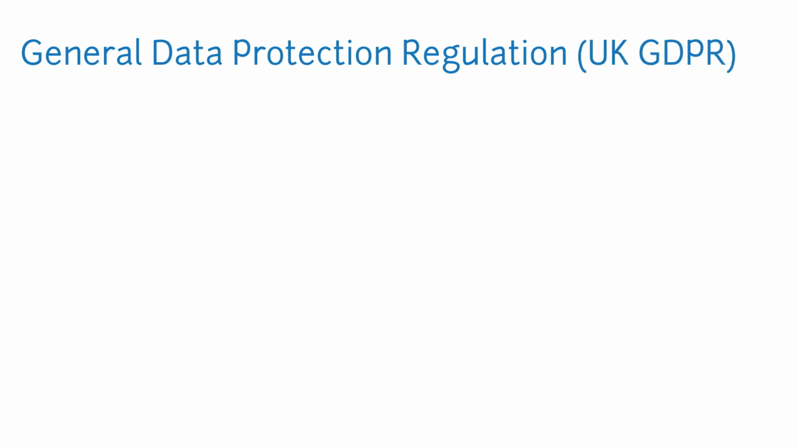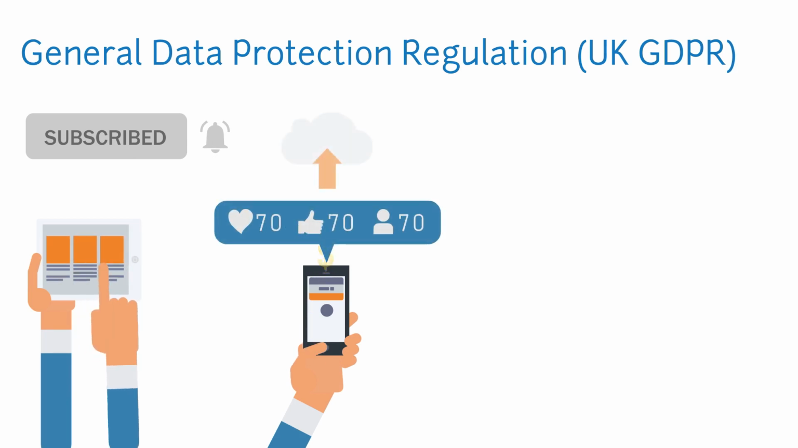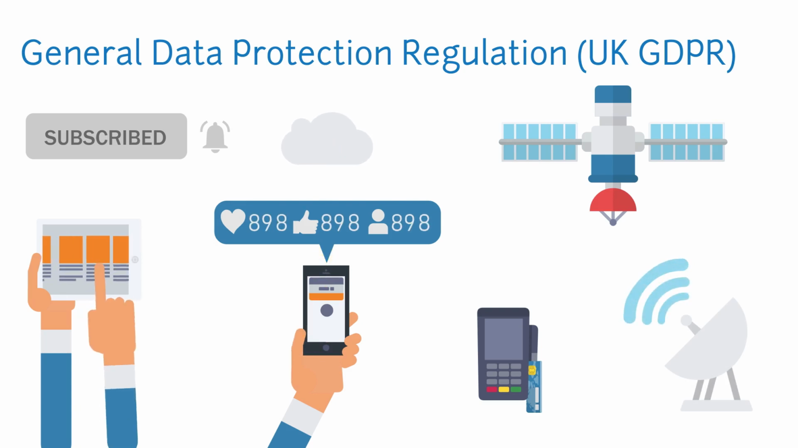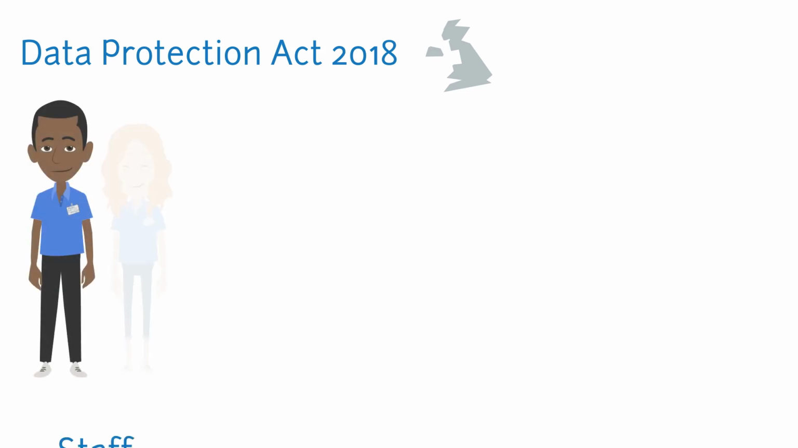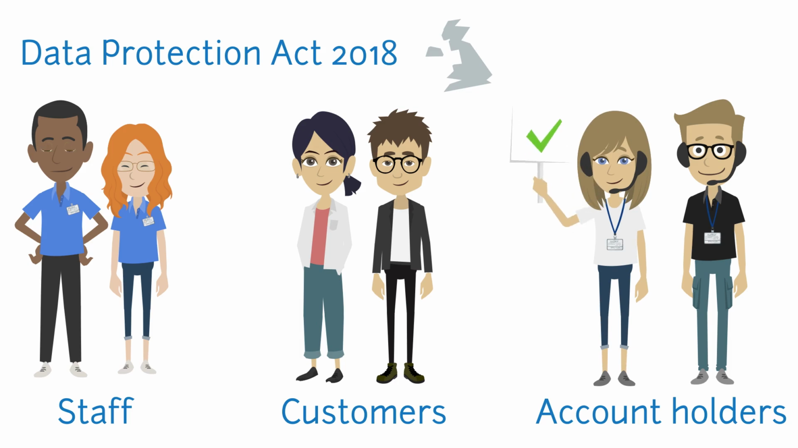GDPR primarily aims to give control to individuals over their personal data. Data protection principles must be adhered to by any business process that handles personal data, with appropriate safeguards in place to protect personal data. The Data Protection Act of 2018 is the UK's implementation of the General Data Protection Regulations. The Act applies to information kept on staff, customers and account holders, for example when recruiting staff, managing staff records, or marketing their products or services.